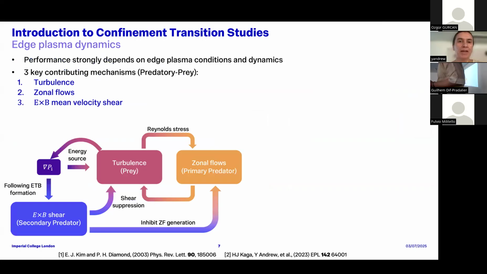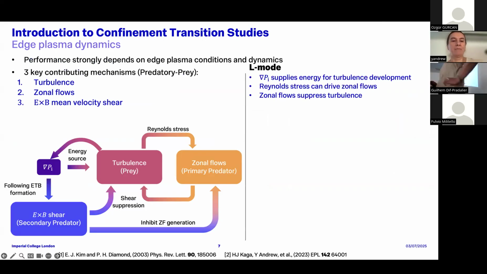So we have talked about this a lot in this meeting, but if I consider three key contributing mechanisms to the formation of the ETBs, this is a simple approach at this stage. So we know that, for example, turbulence in the L mode, pressure gradients can drive turbulence. Turbulence can drive the formation of the zonal flows, which we've seen really lovely examples of in computational work over the week. The zonal flows, localized flows, can themselves begin to suppress turbulence by breaking up the eddies due to the shearing action.